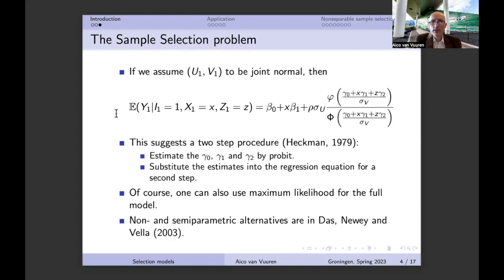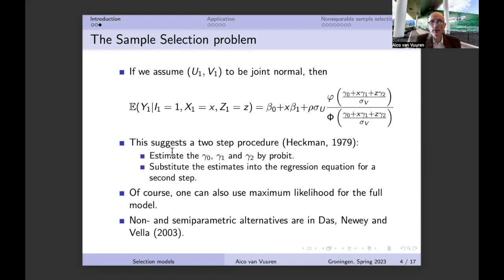Well, this relationship suggests a two-step procedure, and that was introduced by James Heckman in 1979. That's of course an extremely old paper. More recently, but also quite some time ago, in 2000 he actually received the Nobel Prize, more or less for writing this paper. And he suggested a two-step procedure.